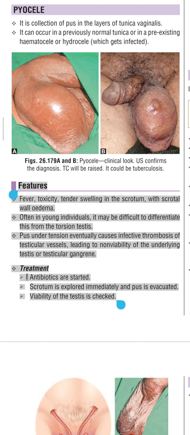Treatment: antibiotics are started. Scrotum is explored immediately and pus is evacuated. Viability of the testis is checked.